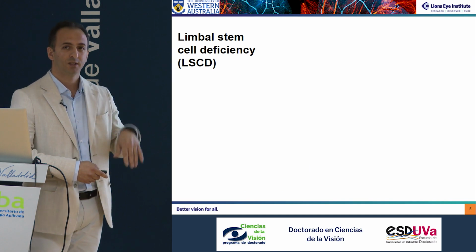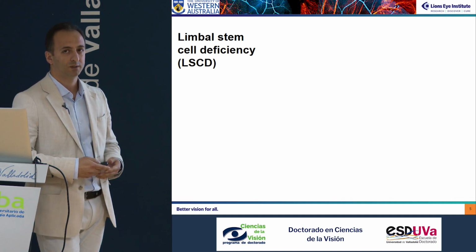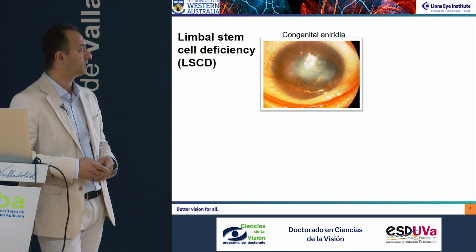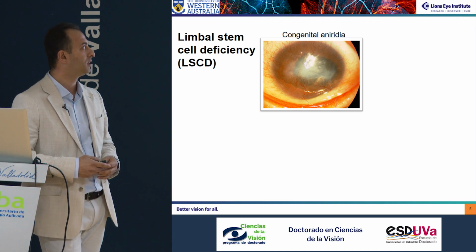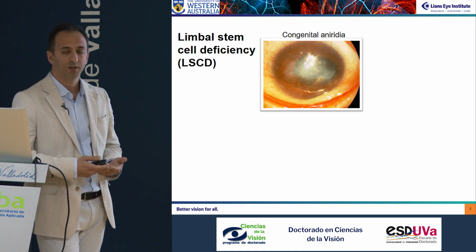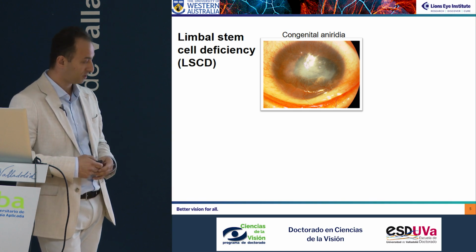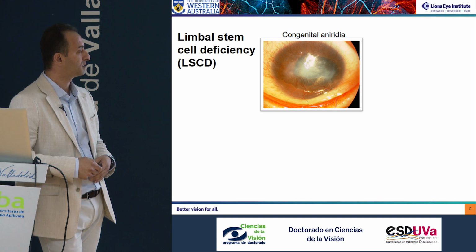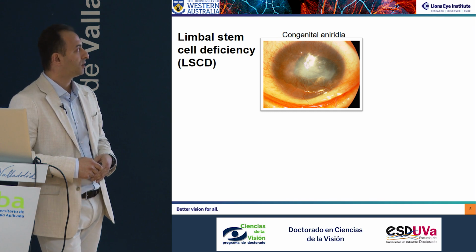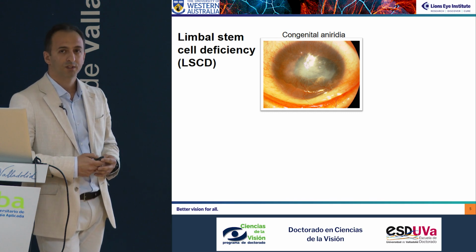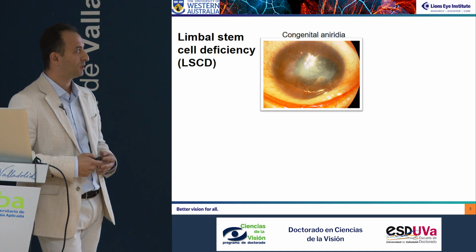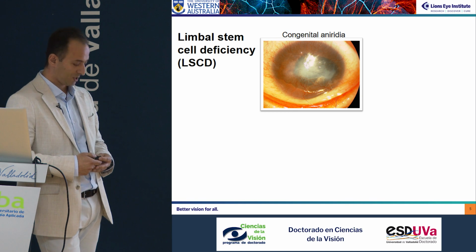There's a very long list of the reasons that why someone can have limbal stem cell deficiency, but overall it can be congenital or caused by genetic mutations. One of the most common reasons is congenital aniridia. You can see this iris defect here, and also the corneal opacification and vascularization. There are also other congenital reasons like epidermolysis bullosa, like ectodermal dysplasia, and multiple endocrine neoplasia.